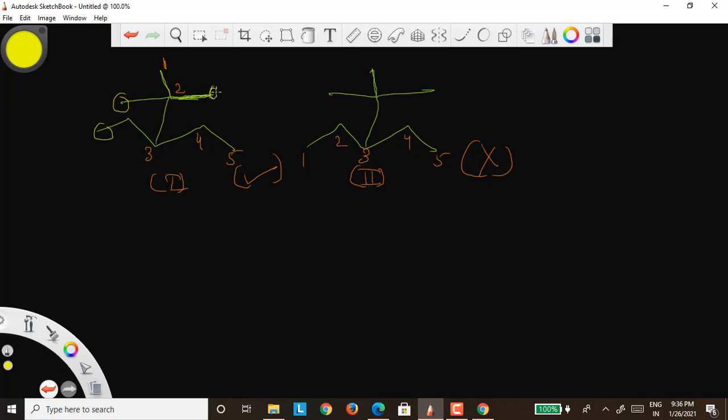So 2 methyl, 2 methyl means 2 dimethyl, methyl, ethyl. So E comes first, then M. So you should take 3. So 3 ethyl. So this is the total substituent. 3 ethyl hyphen, then 2 comma 2 dimethyl, because in 2 position 2 methyl groups are there, dimethyl, then pentane.